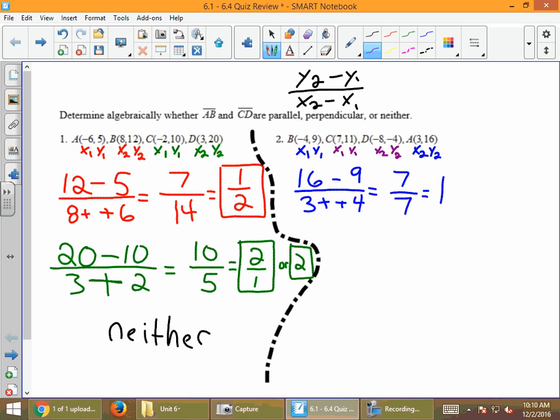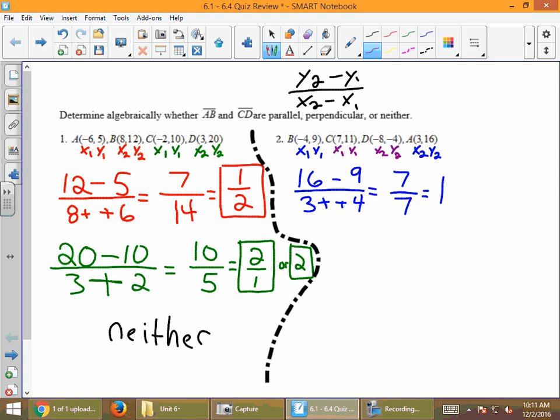Yep, doesn't matter. As long as these two are consistent, meaning that's x1, y1, x2, y2, it doesn't matter. It'll be fine. I could have done D, C, C, D. I could have done A, B. As long as these guys stay consistent with one another and these guys stay consistent with one another, then you'll be fine. All right, let's go ahead and do so.